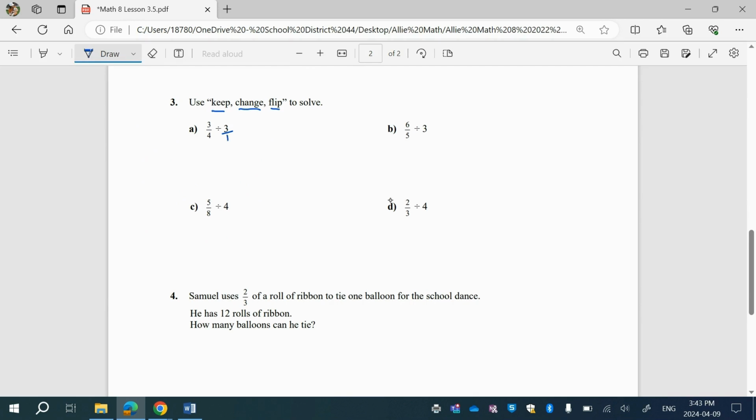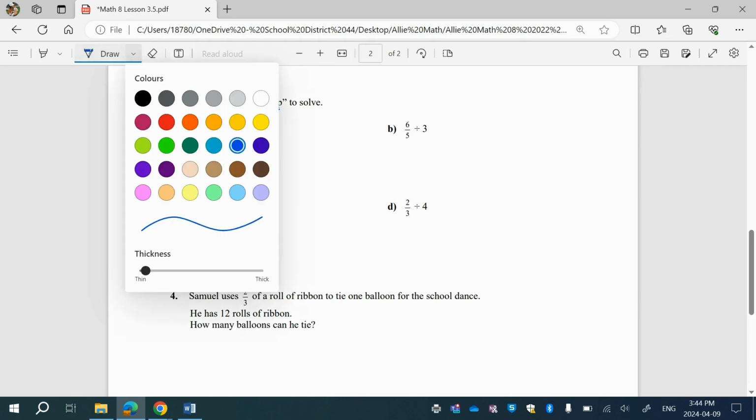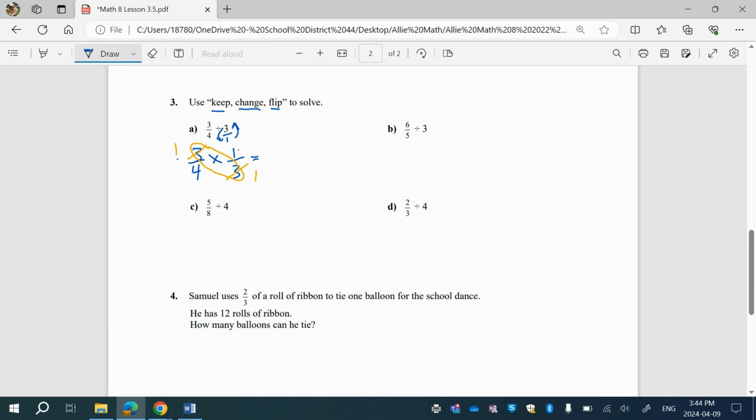We're going to keep our first fraction, 3 out of 4. We're going to change the symbol. It's division, but it's going to change to multiplication. And we're going to flip, or take the reciprocal of our last one. So the 1's going to go on the top now, and the 3 is going to go on the bottom. So now we got 1/3. And now we're just going to multiply like we're used to. First, we can cross reduce. 3 goes into 3 once, and 3 goes into 3 once. And let's multiply our new tops. We got 1 times 1 is 1, and 4 times 1 is 4.